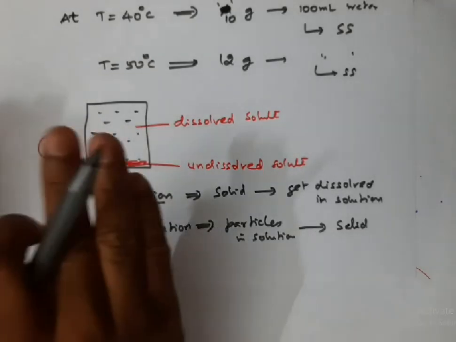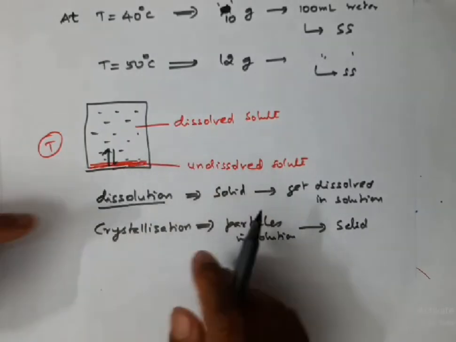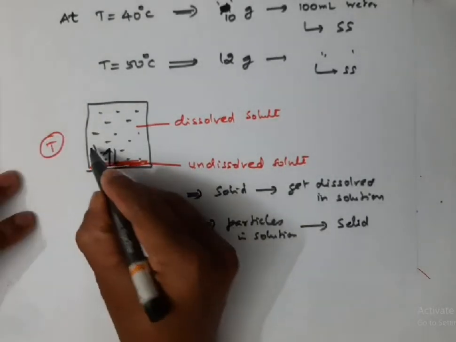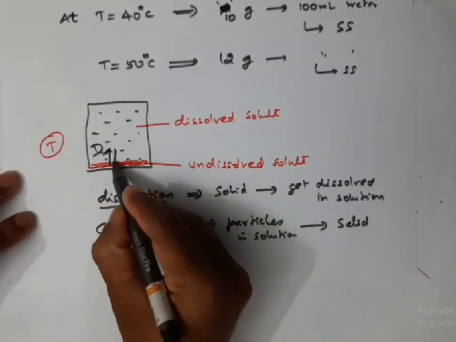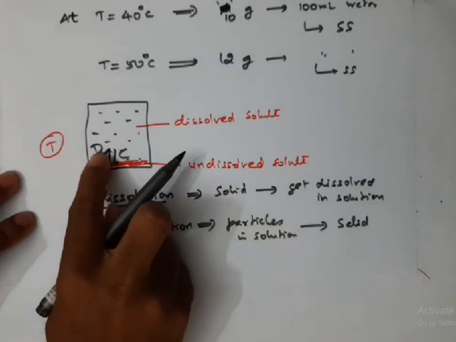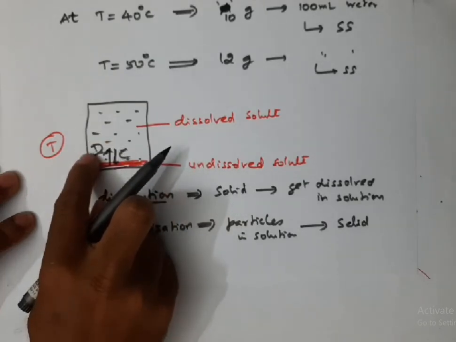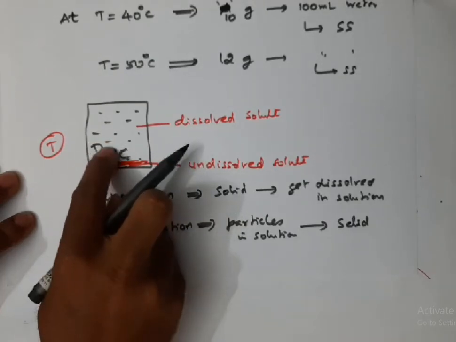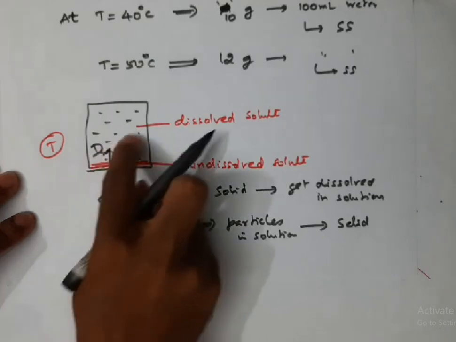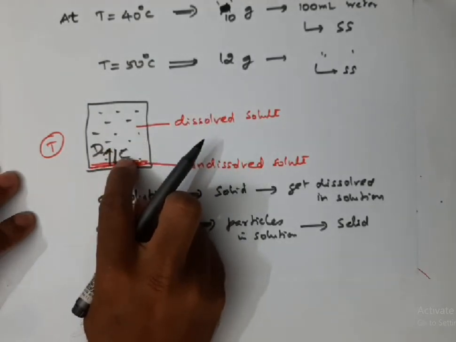At a particular temperature T, the two processes: see, the forward one is dissolution and this one is crystallization. I'll put simple letters D and C. Solid going into solution is D. Particles present in solution becoming solid is C, crystallization.